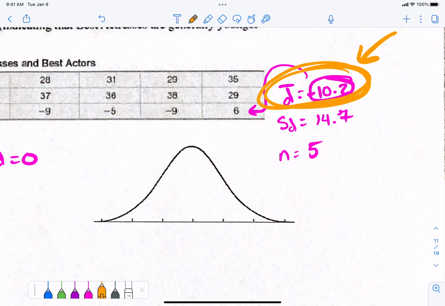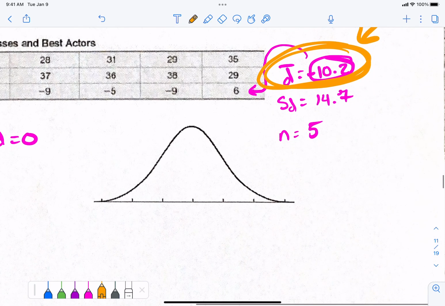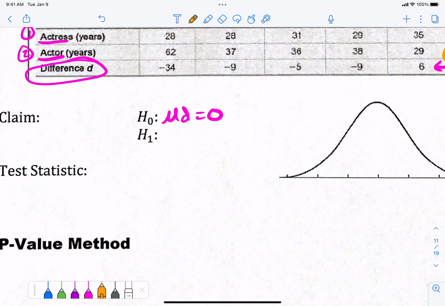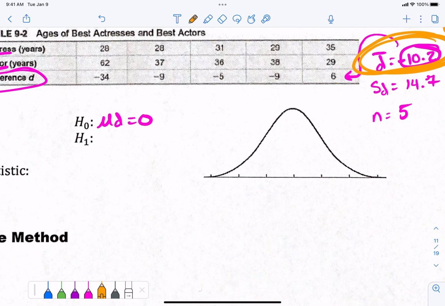That means there's an average of a 10-year gap between males and females for best actors and best actresses, right? We're going to compare that to 0. Do you think 10 years is comparable to 0 years? I think that's a pretty big difference, right? We're going to see what the difference is, all right?